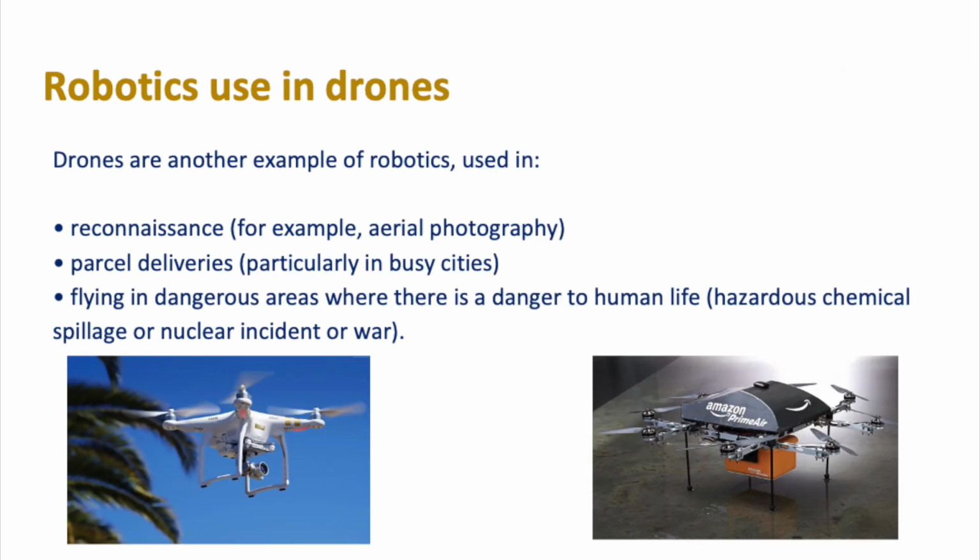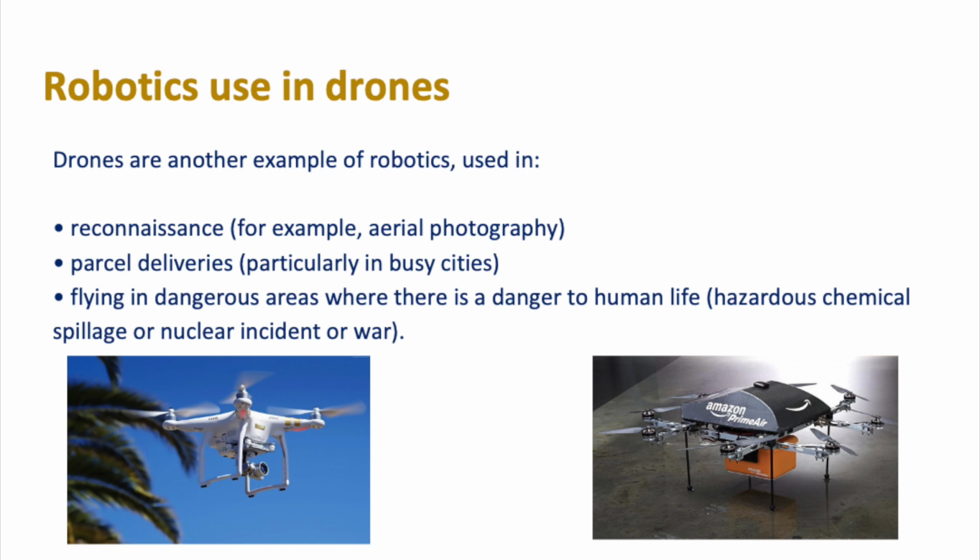The final area you need to know about is the use of robotics in drones. Drones are basically airborne robots. They are used for reconnaissance. For example, you can take aerial photography or you can spy on people or places. They're used for parcel deliveries, particularly in busy cities where you might have a lot of traffic congestion. They're used for flying in dangerous areas where there's a danger to human life. For example, if there's a hazardous chemical spillage or a nuclear incident or war, drones are normally used in these situations as well. You will need to understand the use of robotics in all three areas.